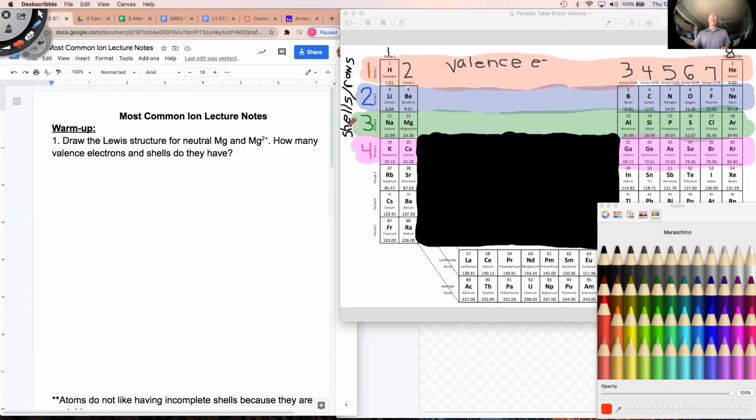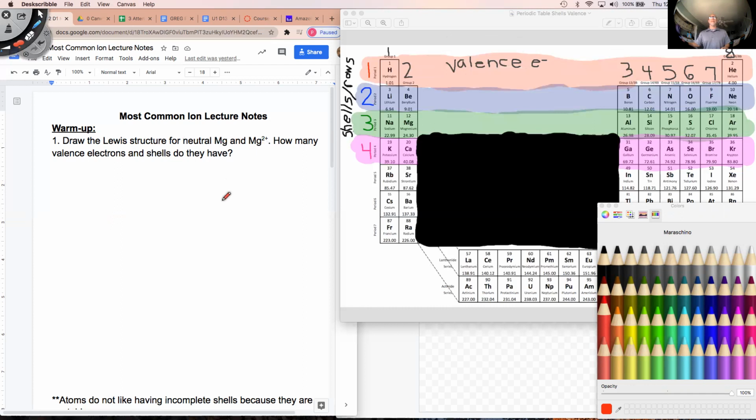These rows directly correlate to the shells, and then the columns, the 1, 2, 3, 4, 5, 6, 7, 8 that you see, those are the valence electrons. And remember that valence electrons, those are the outside electrons of an atom. But what we're going to do right now, we're going to start off by drawing the Lewis structure of a neutral magnesium.